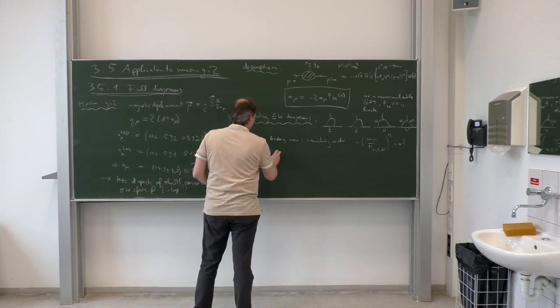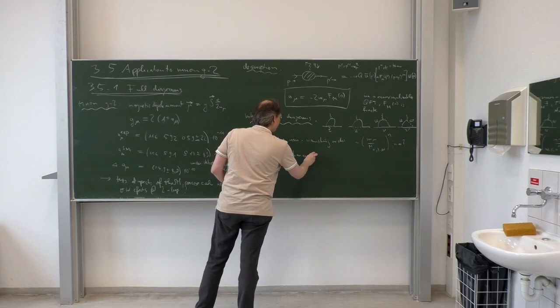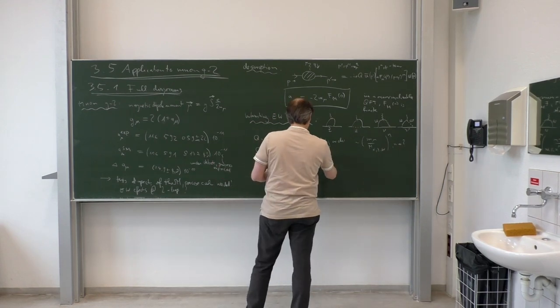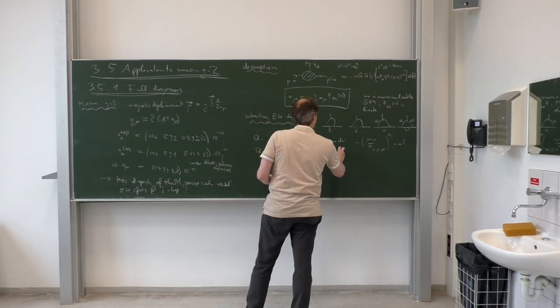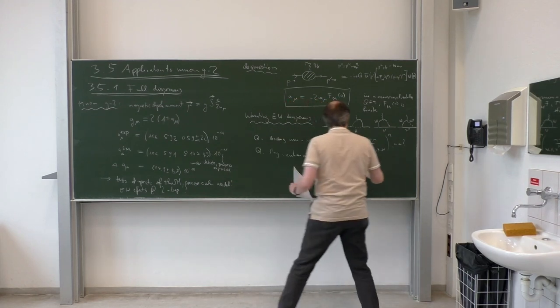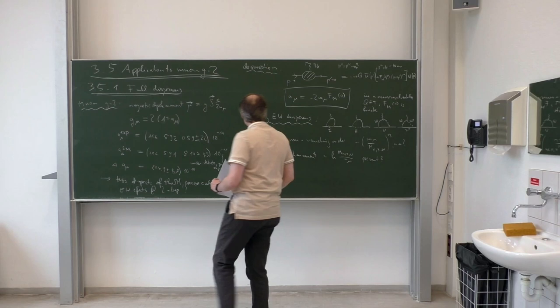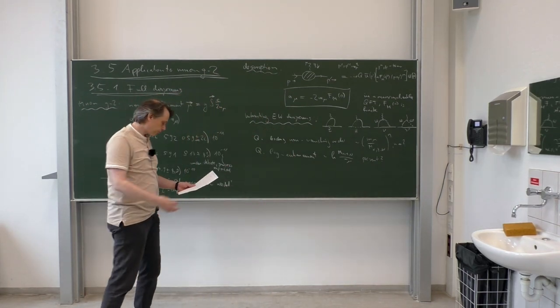And the other question is whether there is a log enhancement, proportional to the log of some heavy masses divided by the light mass, or whether such a log enhancement is not present.